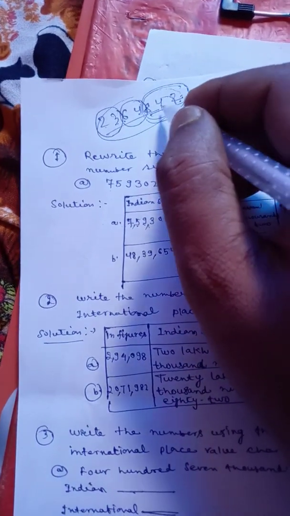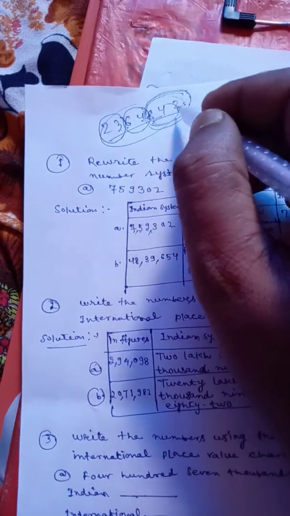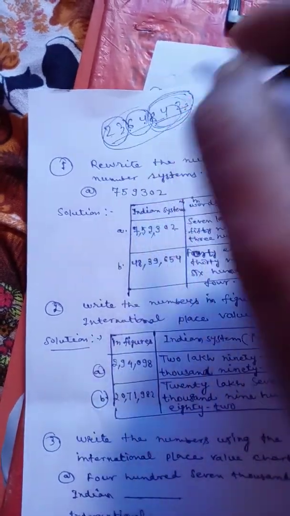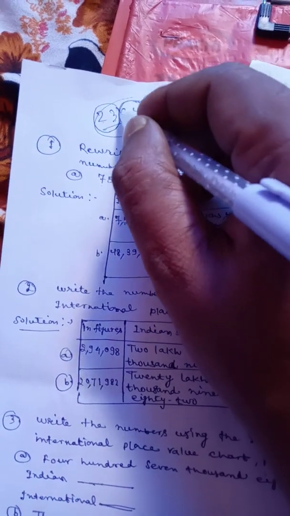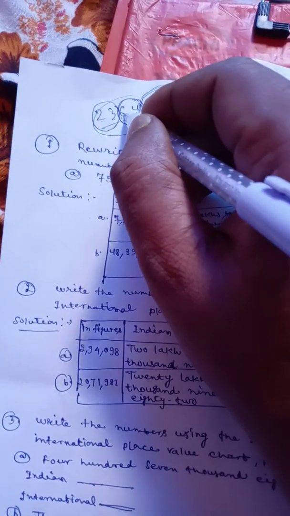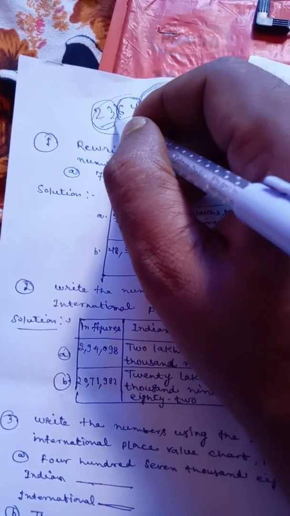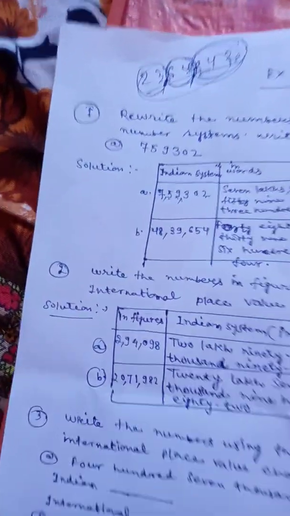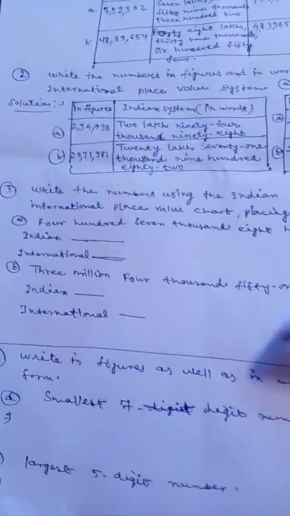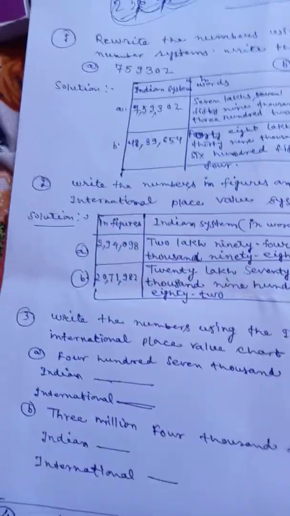So one spread consists of three digits: ones, tens, hundred. So put a comma after three digits. Then thousand spread consists of two digits: thousand, 10,000. So we put a comma here. In this way we can show the number or add commas to the number according to the Indian number system.